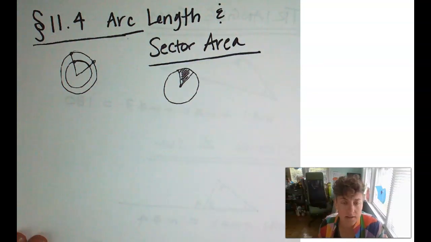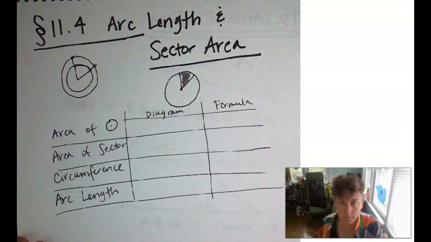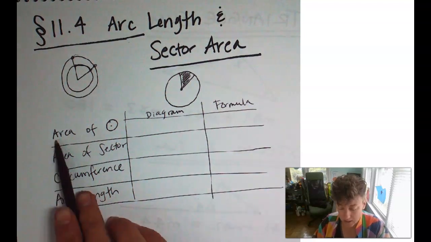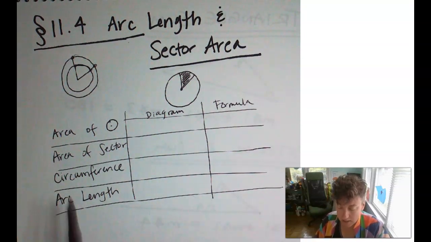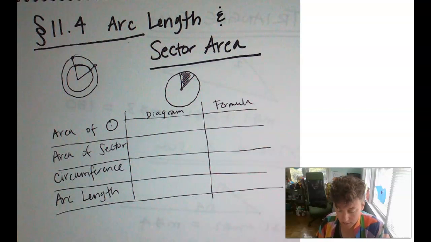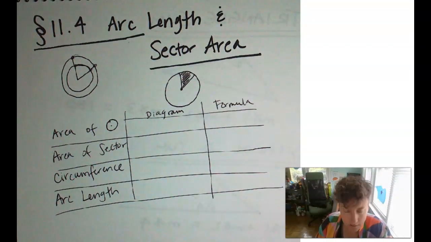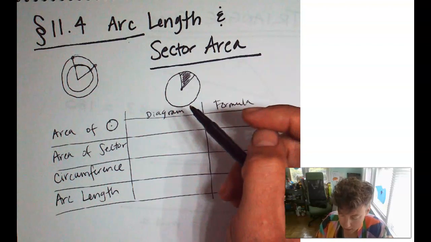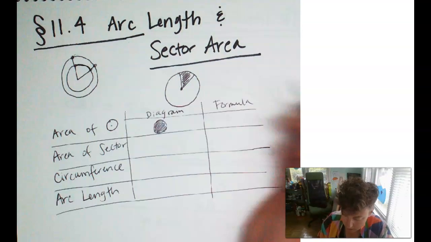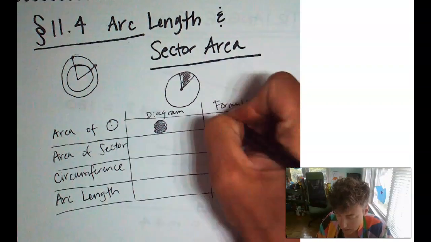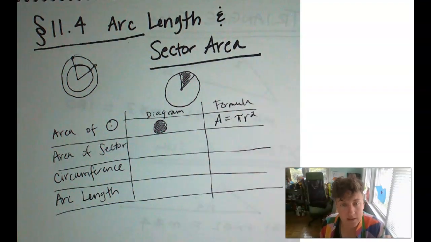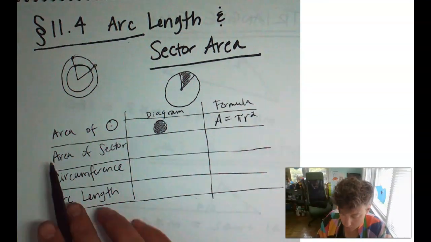Alright, cool. Let's do some definitions first. To talk about arc length and sector area, we need to know the area of a circle and circumference, because the area of a sector is related to the area of a circle, and the arc length is related to the circumference. Great. So let's start with one that you've known for a long time. Area of a circle. What does an area of a circle look like? Well, it's just how much space does that circle take up? And its formula is pi r squared, where r is the what? The radius.